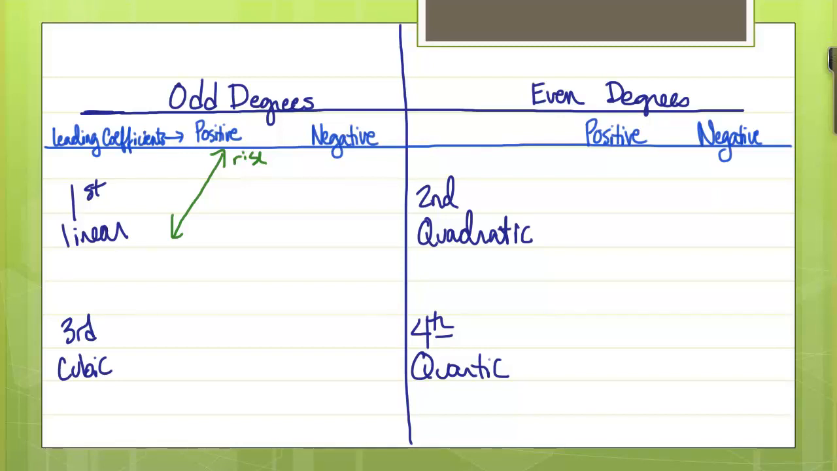I'm going to write that in words here. We'll talk about notation for it. But as x is getting bigger, y is getting bigger. And as x is getting smaller, y is getting smaller.